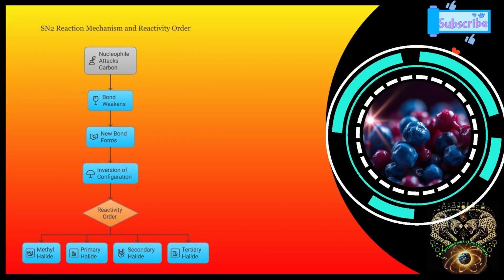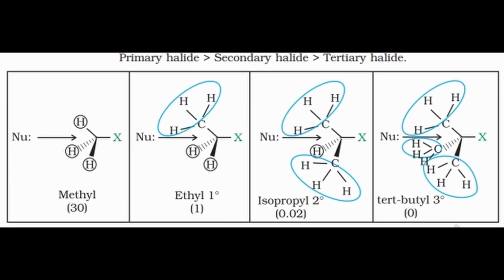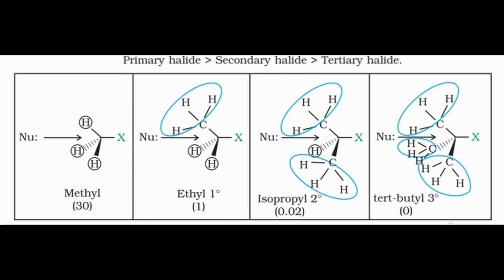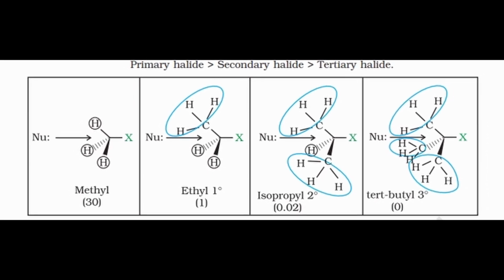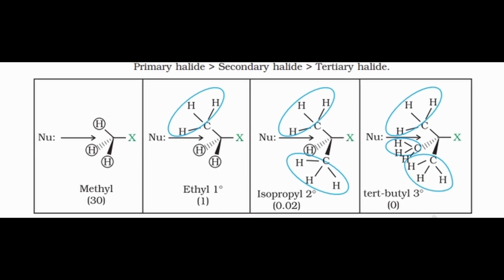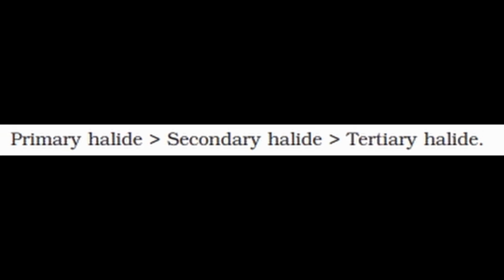This flipping is called inversion of configuration. The reaction requires space for the nucleophile to approach easily. That's why methyl halides with just 3 tiny hydrogen atoms react the fastest. Primary halides also react well, but tertiary halides are the slowest because their bulky groups block the nucleophile's approach. So the reactivity order is methyl halide is greater than primary halide, primary halide is greater than secondary halide, and secondary halide is greater than tertiary halide. In simpler words, the less crowded the carbon, the easier the SN2 reaction.